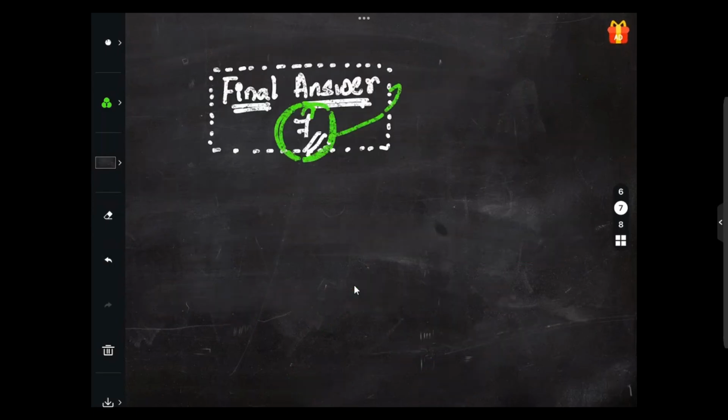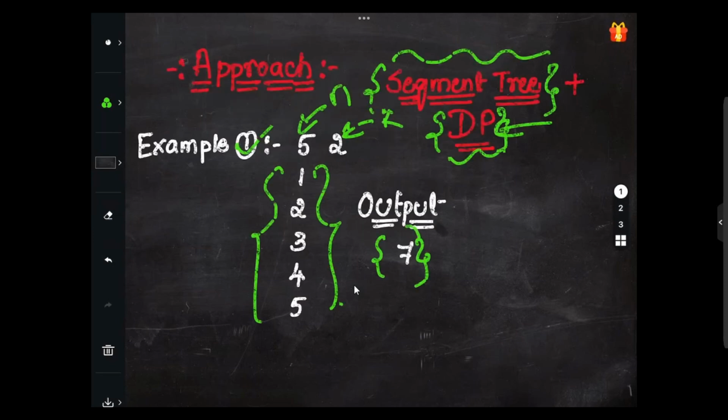So the output that we got here is 7, which is equivalent to the output that they have given for example 1 within the question, right? So our output matches with the example output given in the question. So our approach works absolutely correctly in this case.